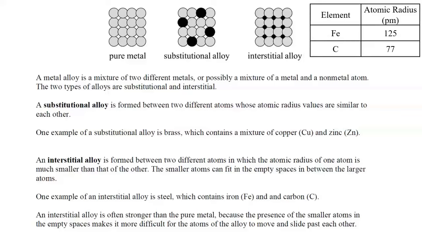So an interstitial alloy is often stronger than the pure metal because the presence of these smaller atoms in the empty spaces makes it more difficult for the atoms of the metal to move and slide past each other. So that's why steel is harder than iron.